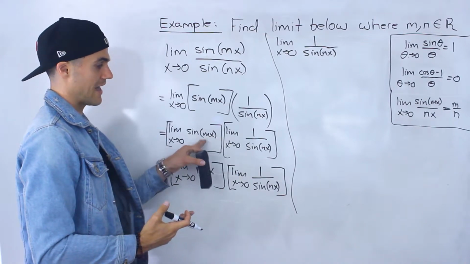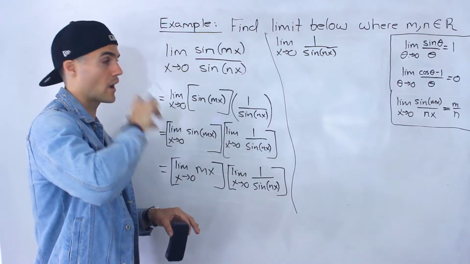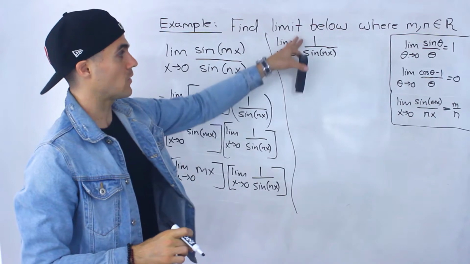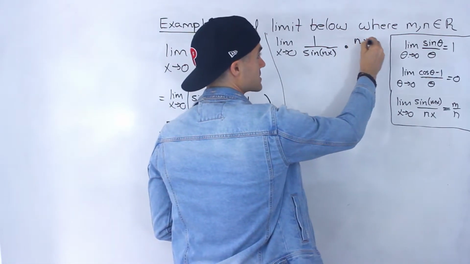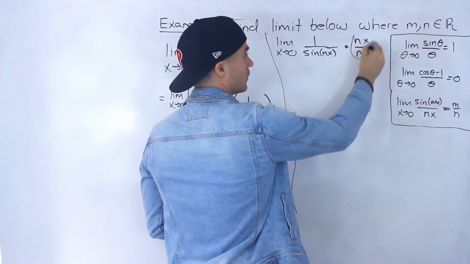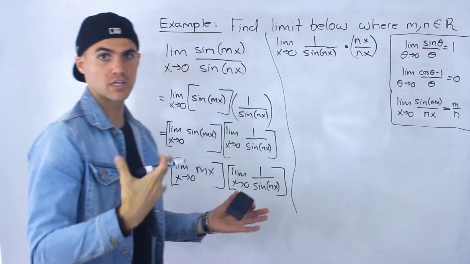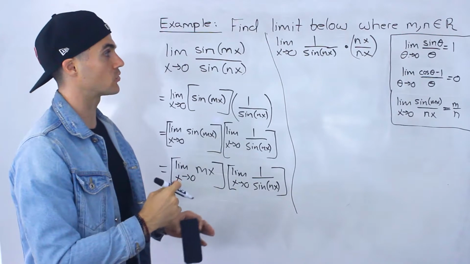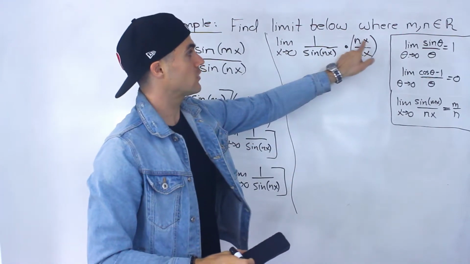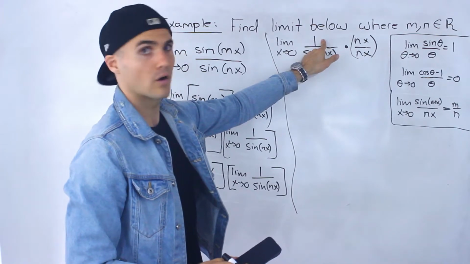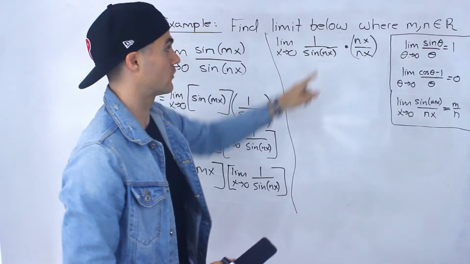Remember, this sine mx we multiplied by mx over mx. So we're going to take this 1 over sine nx and same thing, multiply it by nx over nx, which is like multiplying it by 1. So we're keeping that expression the same, we're just adding more to it. And now what I'm going to do is take this nx in this numerator and put it for this numerator here over this sine nx.